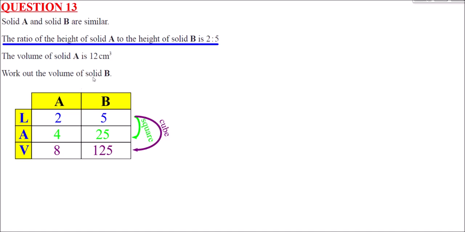So we need to work out the volume of solid B. This tells us if, big if, the volume of A were 8, the volume of B would be 125. But the volume of A isn't 8, it's 12. So we need to scale this number from 8 up to 12. So we know what we're aiming for, so I'm just going to stick 12 in purple to denote we're still talking about volumes.